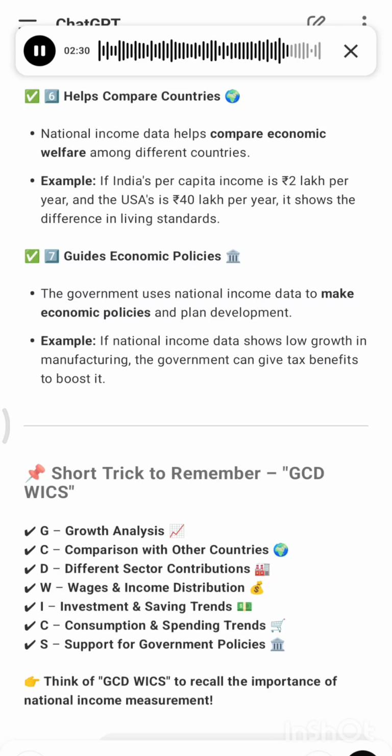Short trick to remember, GCD-WIX. G, growth analysis. C, comparison with other countries. D, different sector contributions. W, wages and income distribution. I, investment and saving trends. C, consumption and spending trends. S, support for government policies. Think of GCD-WIX to recall the importance of national income measurement.